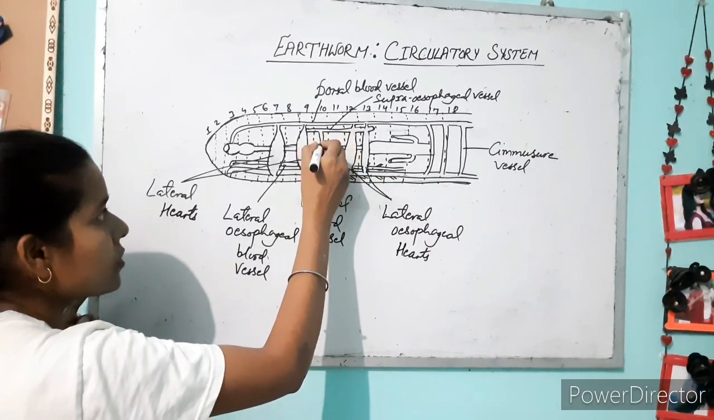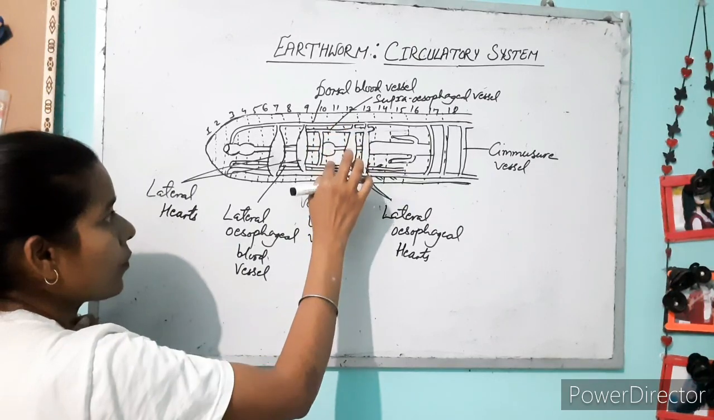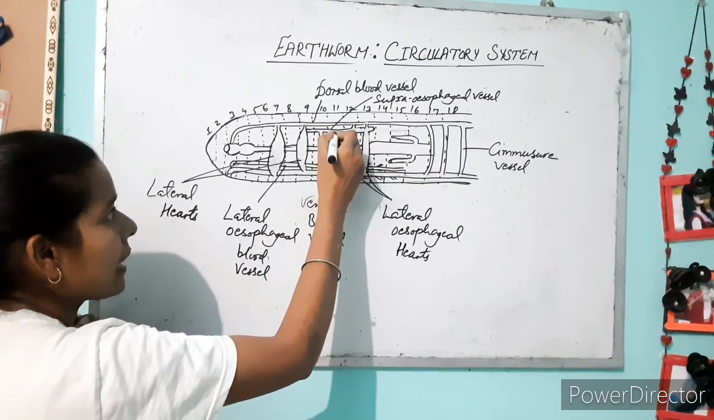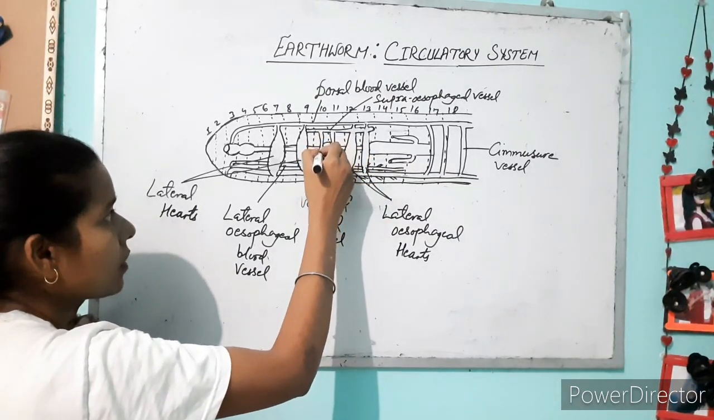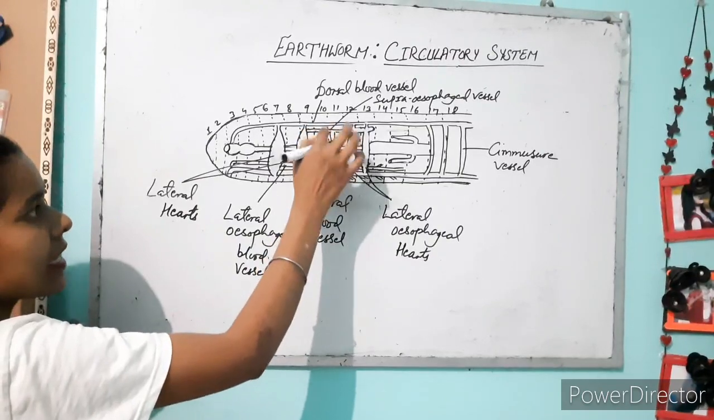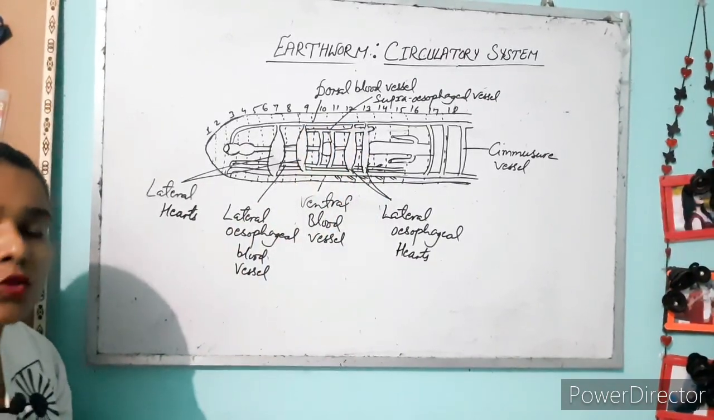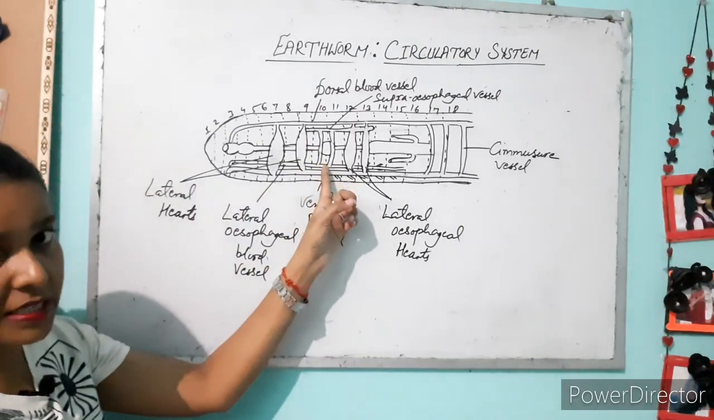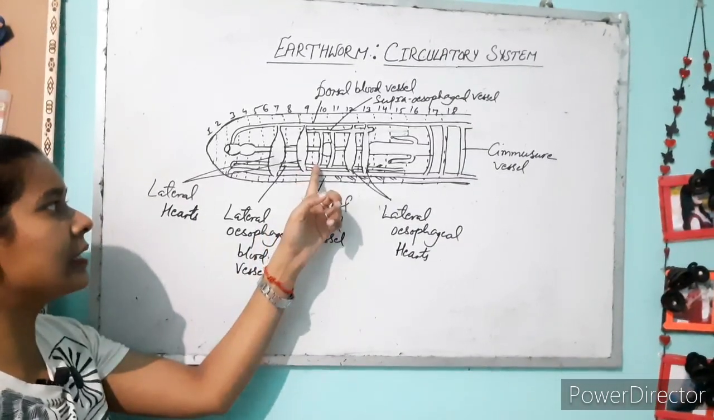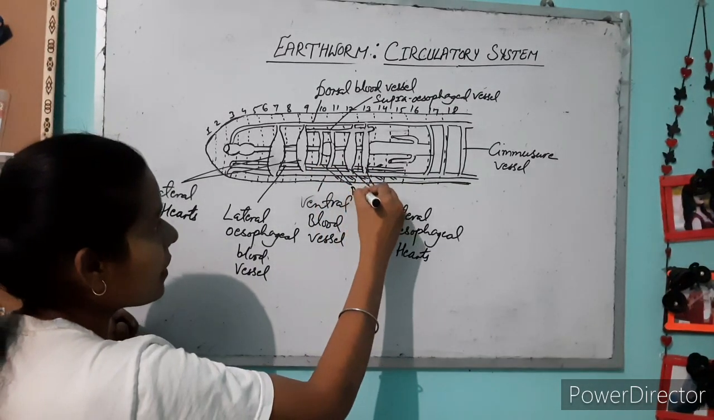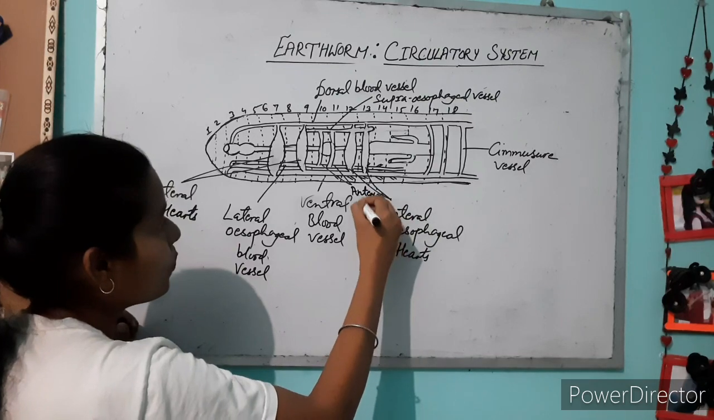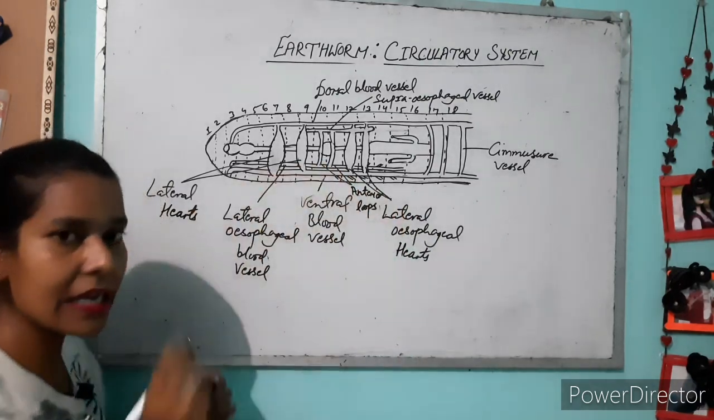There is also a tube like this. You just see properly. This tube attaches only the supraesophageal vessel and the lateral esophageal vessel, and this tube is known as the anterior loops.